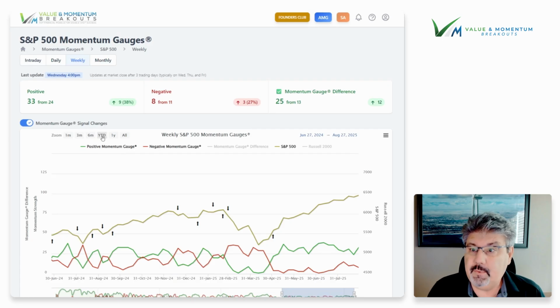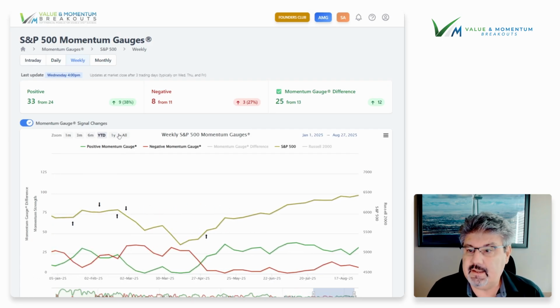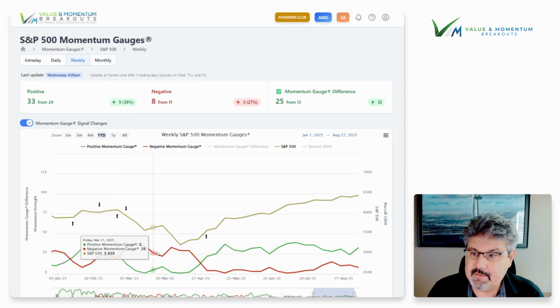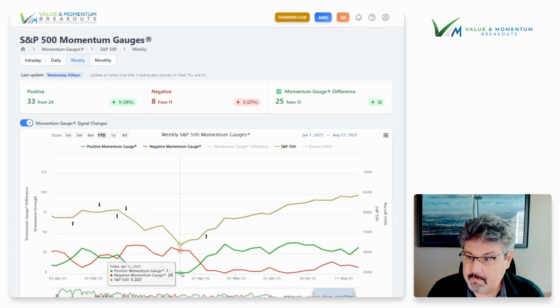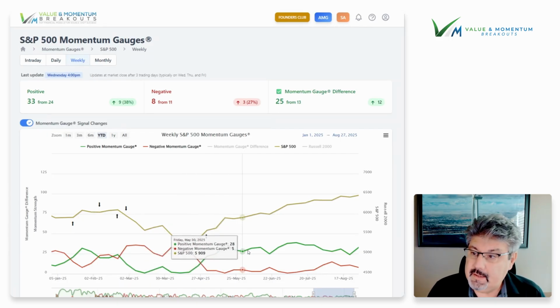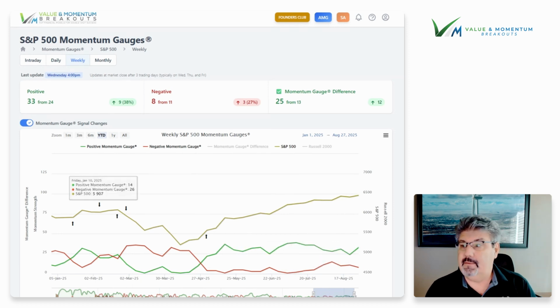And we're looking at the weekly chart here. Let me just show you the year to date. Year to date, same thing. We had this very strong negative signal. You can see the negative momentum line here in red popped up, went way down, max low positive down to 1, and then it picked up. And it's been moving along.